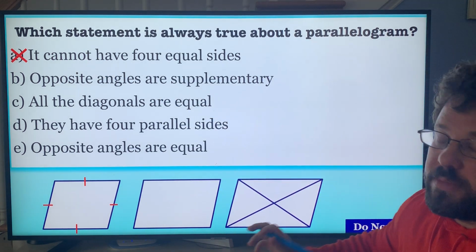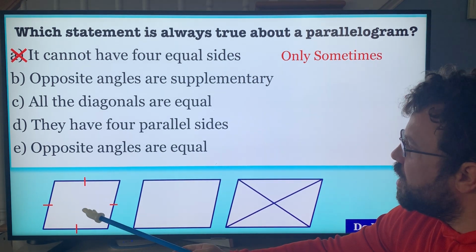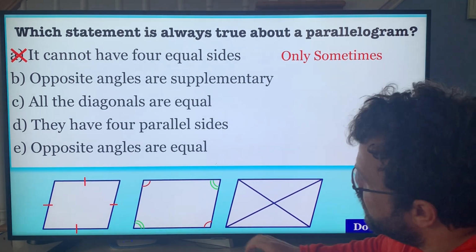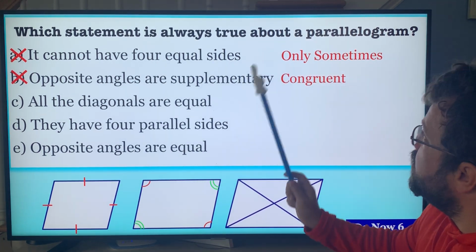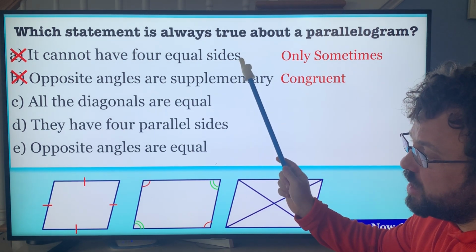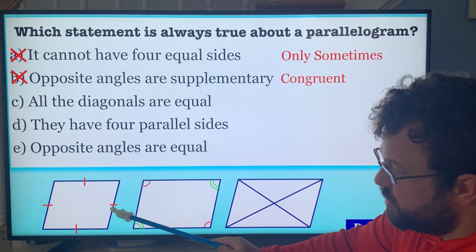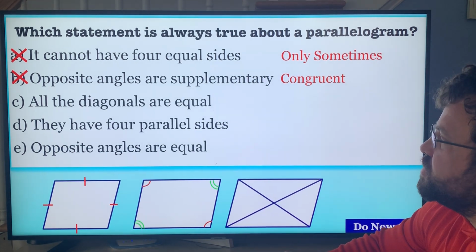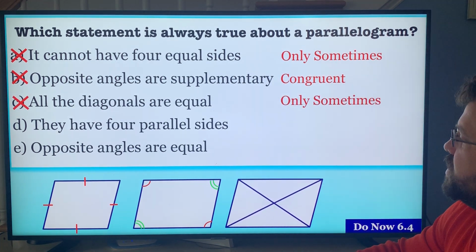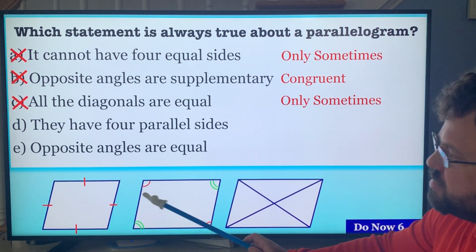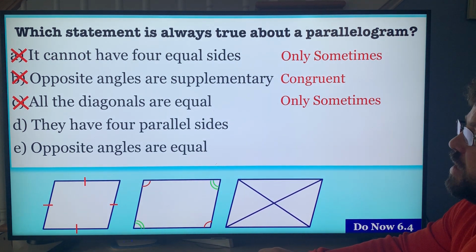So that's true. Which statement is always true? So cannot makes a statement false. Opposite angles are supplementary. No. Opposite angles are what? They're congruent. They're not supplementary. Okay? Now also, a parallelogram can sometimes have 4 equal sides. That's not always though. Sometimes the two sides across can be different. Are all the diagonals equal? No, only sometimes. So if the sides are equal, and you'll see this in a couple days, and the angles are all 90, then the parallelogram can have equal diagonals.